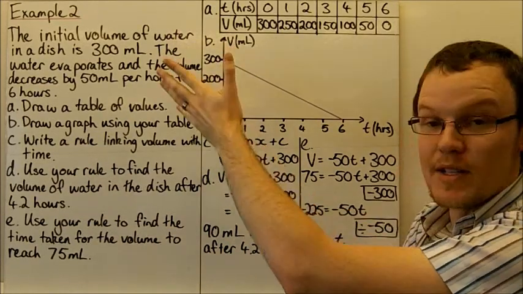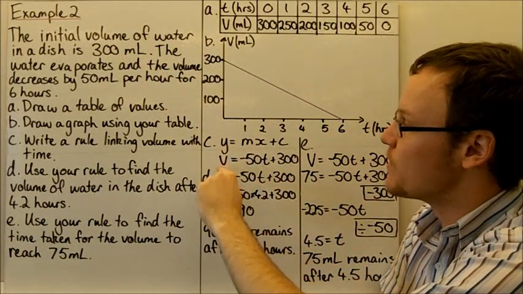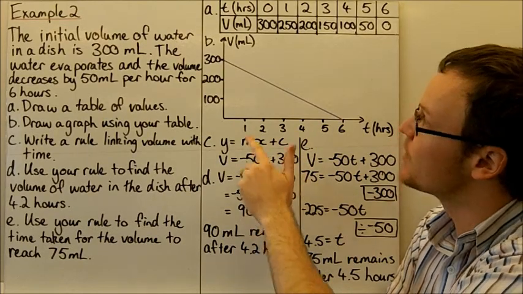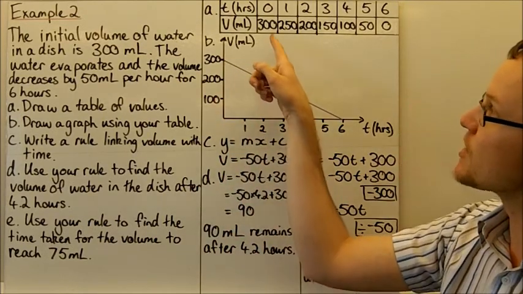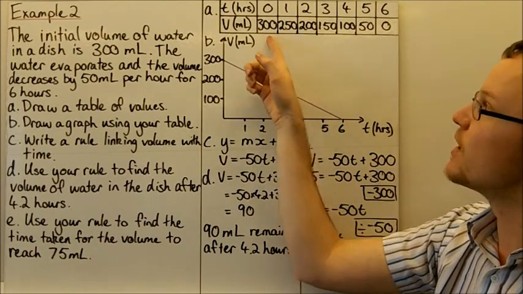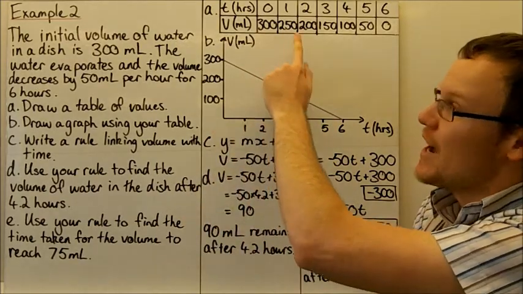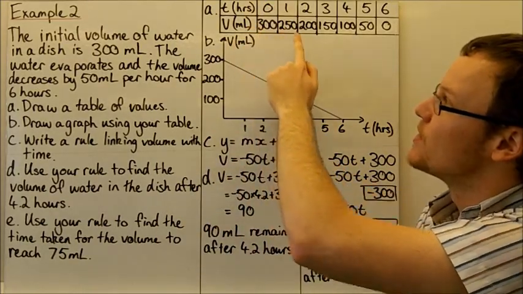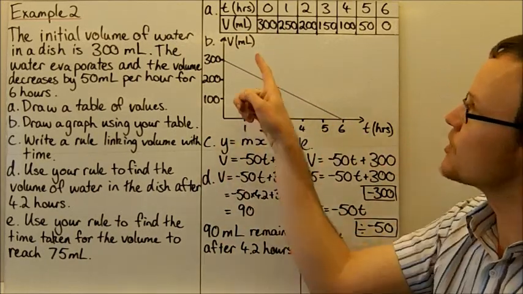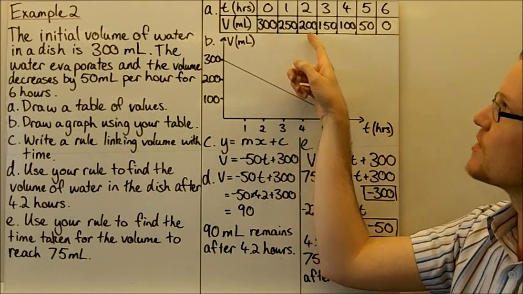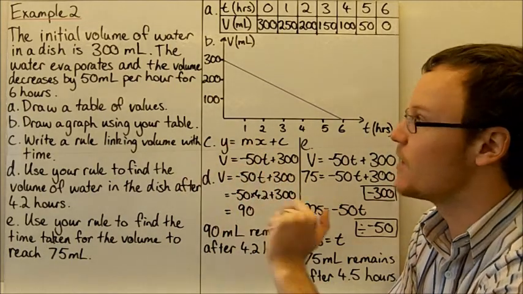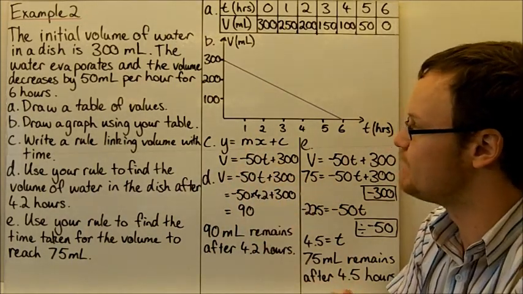So for part C, to write a rule that links volume with time, our V is going to be our Y values, so Y will be V, and our T, our time, will be our X values, so X will be T. Now for our gradient, M is going to be how much our volume changes by each hour, each one point on our x-axis. So we're reducing by 50, minus 50, minus 50. So our gradient M is going to be minus 50.